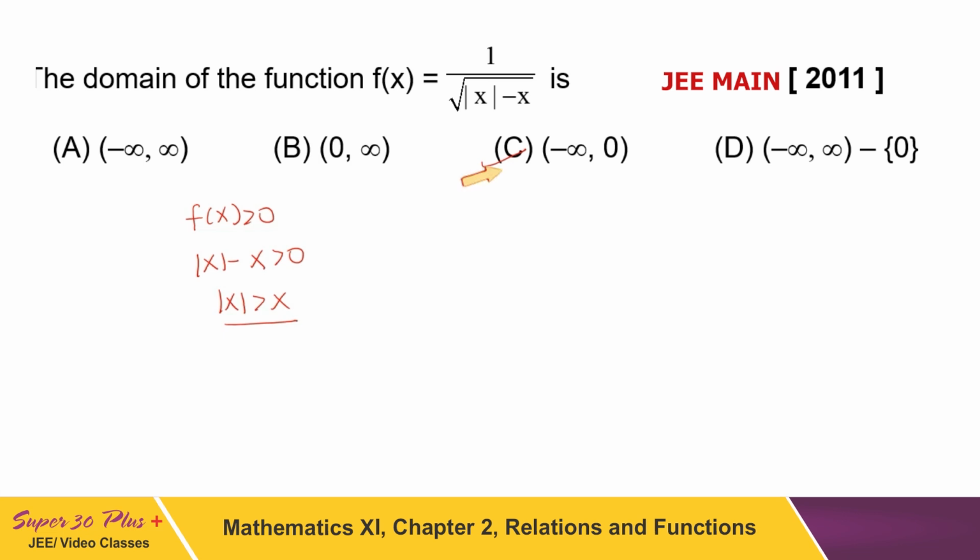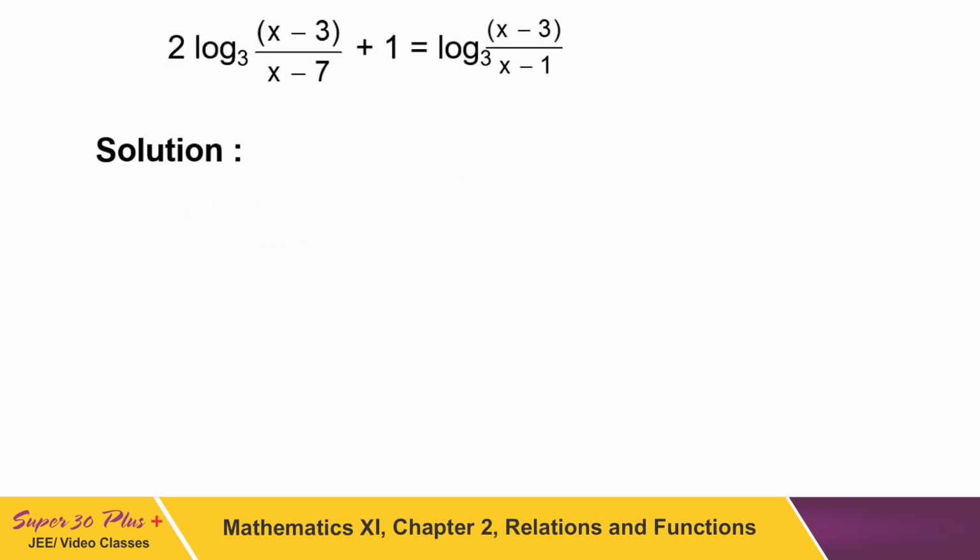Option C is correct. Let us see one example on the basis of properties of the logarithmic function. 2 log base 3 of (x minus 3 upon x minus 7) plus 1 is equal to log base 3 of (x minus 3 upon x minus 1). Now students, one thing is that the log function is defined only when x minus 3 upon x minus 7 should be greater than 0 and x minus 3 upon x minus 1 should be greater than 0.